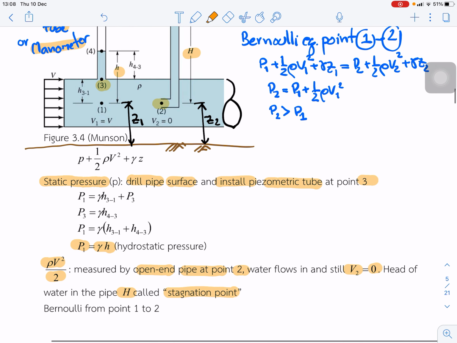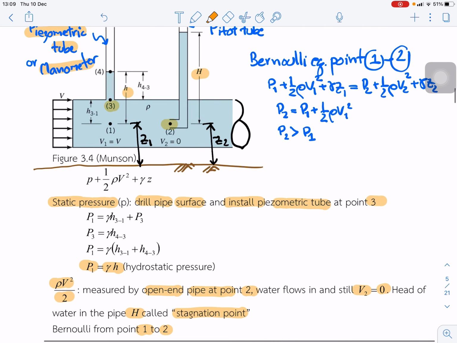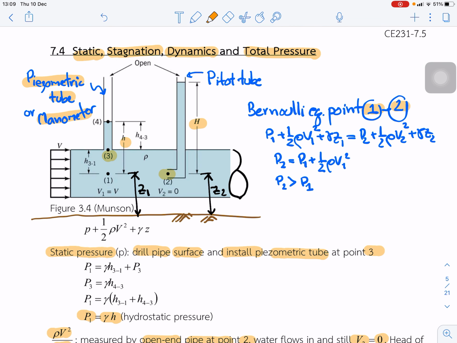Okay, so we can derive the equation from point 1 to point 2. If you write the Bernoulli equation from point 1 to point 2, and you see that the level is the same, so Z1 and Z2 can be cancelled, and V2 goes to 0. So we can prove that P2 is greater than P1.